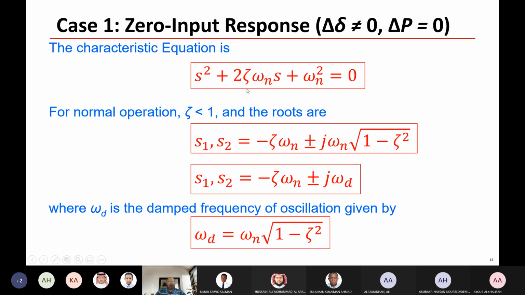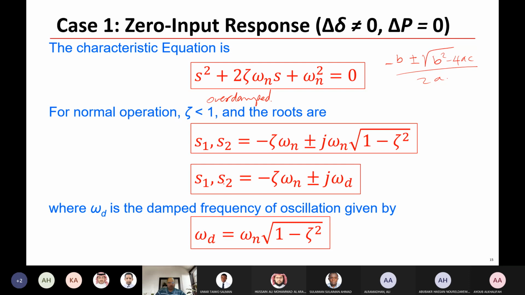Okay. So the characteristic equation of this second order system is s squared plus 2 zeta omega n s plus omega n squared. For normal operation, zeta is less than 1, which means the system is underdamped. We call it underdamped response. And the roots of this equation are, definitely, minus b plus or minus the square root of b squared minus 4ac over 2a. So you can substitute here and you can get the roots, which is minus zeta omega n plus or minus as such.